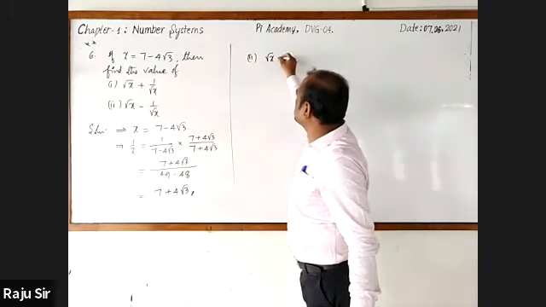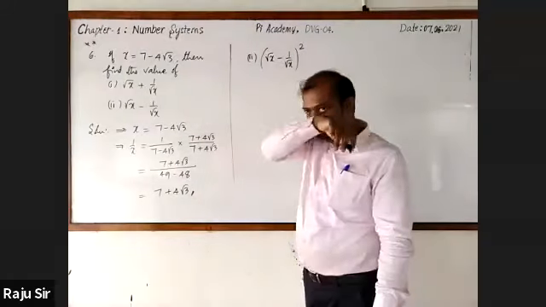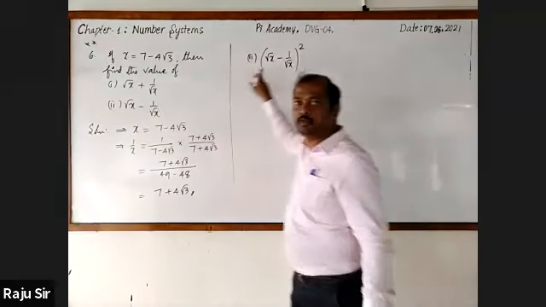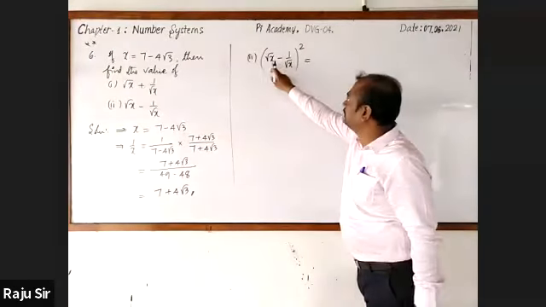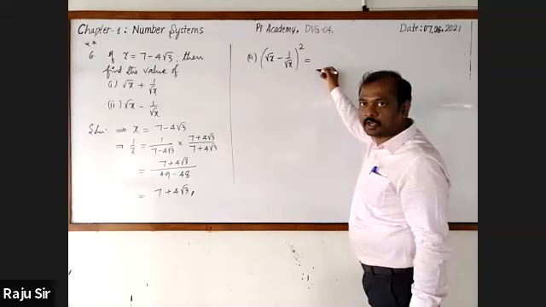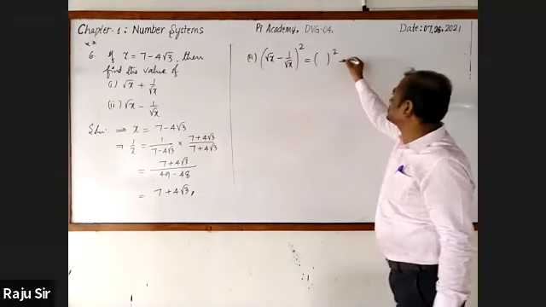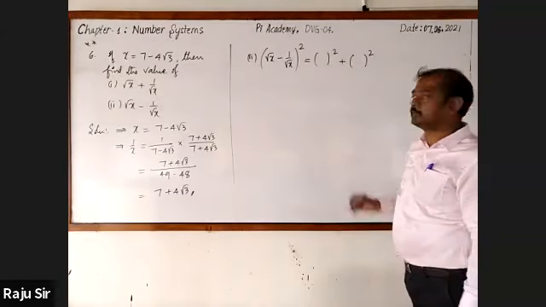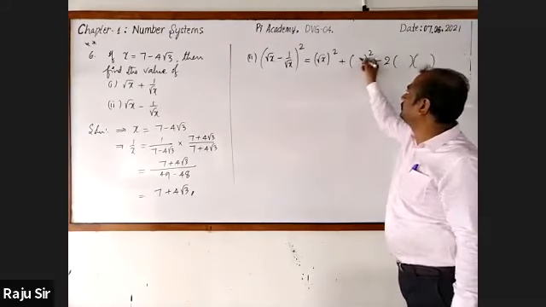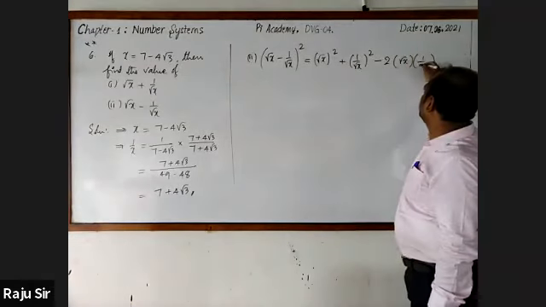Second one is root x minus 1 by root x whole square. As we want this value, we have taken whole square. It is of the form a minus b whole square. A minus b whole square can be written as a square plus b square minus 2ab, where a is root x, b is 1 by root x. Here also a is root x, b is 1 by root x.